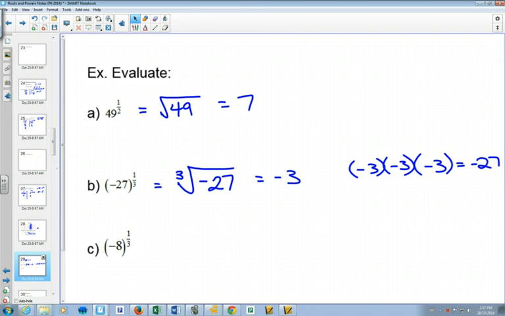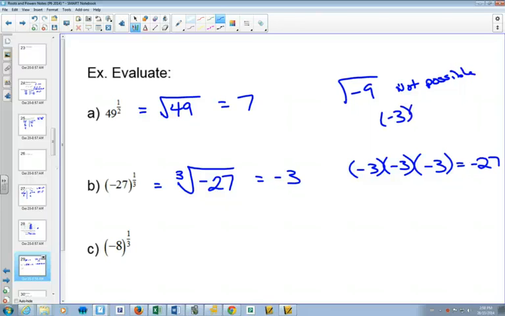The square root of negative 9 is not possible. Because if you think negative 3 and negative 3, you get positive 9. And if you did 3 and 3, you'd get positive 9. And if you did negative 3 and 3, the numbers aren't the same. So then it's not a square root. So it's a paradox. And if you use imaginary numbers, it would equal 3i. Maybe in second or third year university.